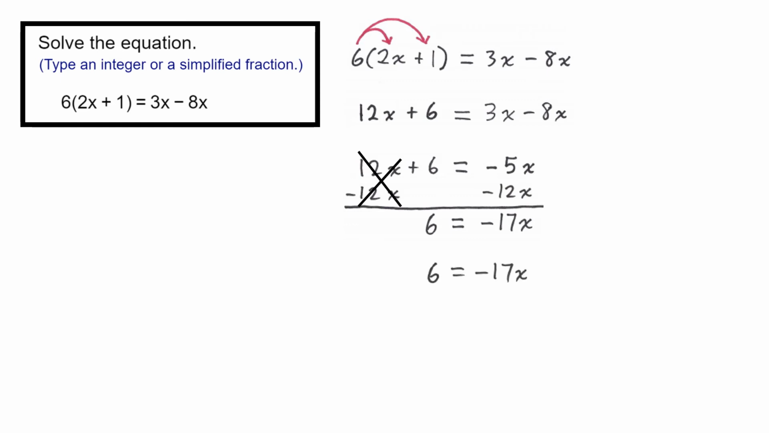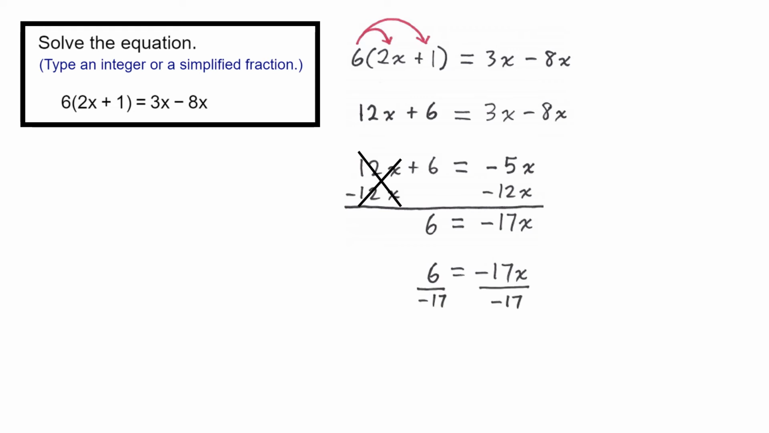Next, I'm going to recopy that equation. For the purposes of your notes, I'm going to have to write on top of it, so I like to keep it in its original form. And then we need to think about getting x all by itself. Since x is being multiplied by negative 17, to get it by itself, we have to do the opposite, which is to divide by negative 17.